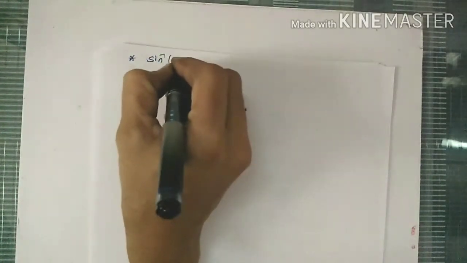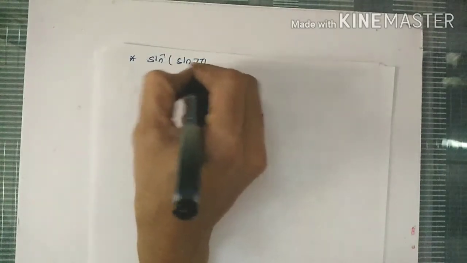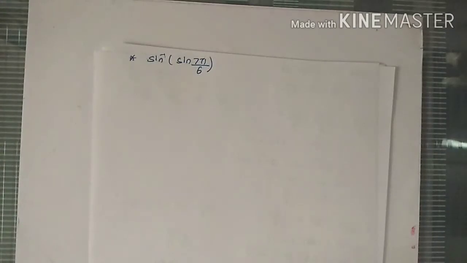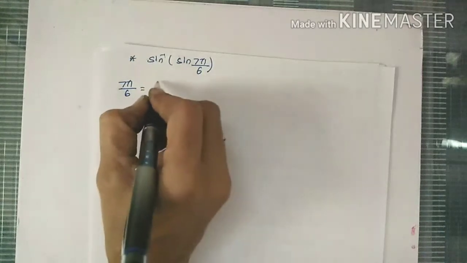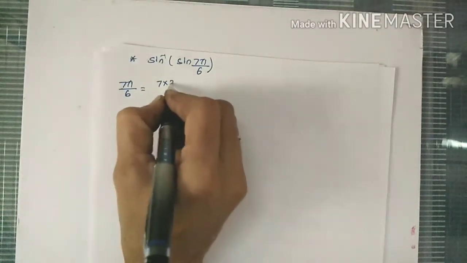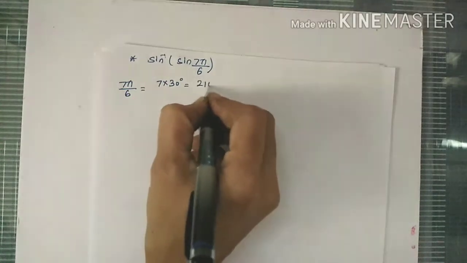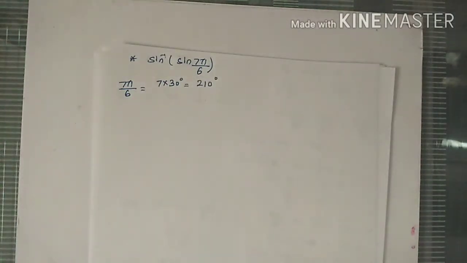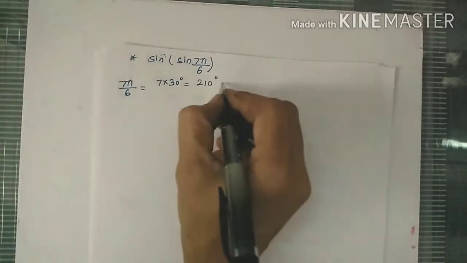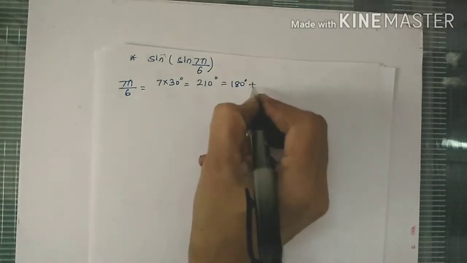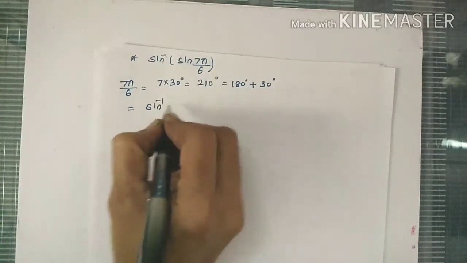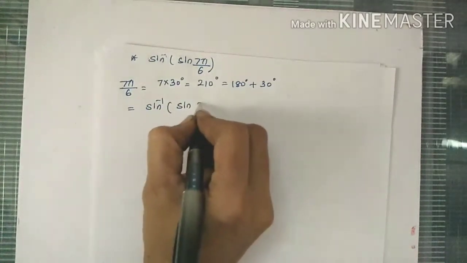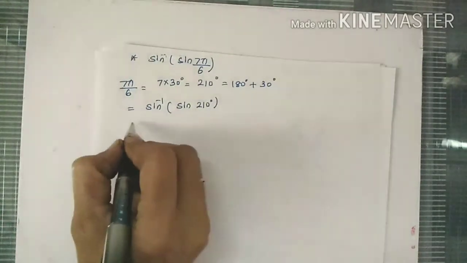Now what is 7 pi by 6? 7 into pi by 6, which is 30 degrees, so that is 210 degrees. It does not lie between minus 90 degrees and 90 degrees. So again we can write this as 180 degrees plus 30 degrees. So we get sine inverse of sine of 7 pi by 6, which is 210 degrees.